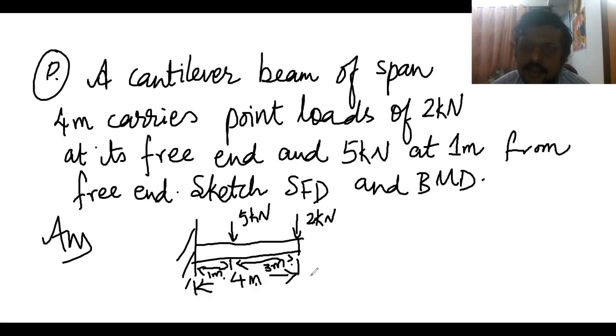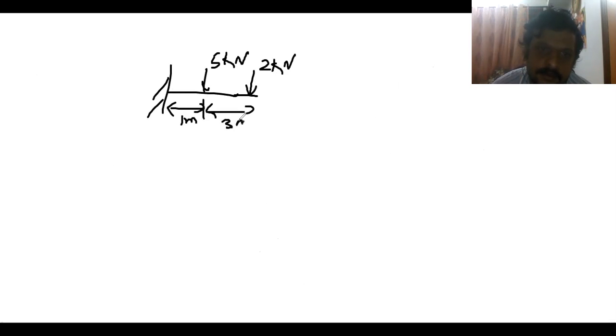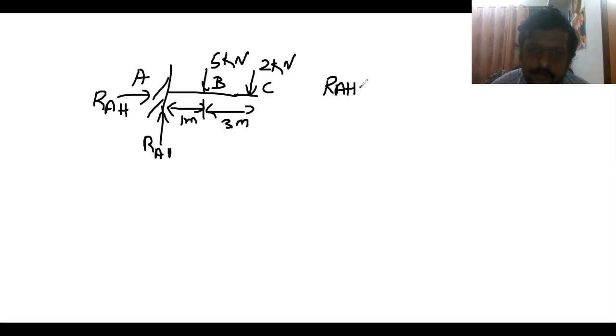So now you have to just plot the shear force and bending moment diagram for this. This is very simple, students. So as usual, what is happening here? Total length, 5 kilonewton and this is 2 kilonewton, and this is 1 meter. This is 3 meters. So A, B, C. As usual, this will be resolved to RAV and RAH. RAH is 0, horizontal force, there is no reaction. So RAV will be equal to summation of downward force, 5 plus 2, which is 7 kilonewton. So this is your 7 kilonewton.